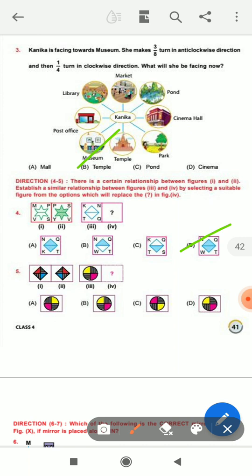Next is question number 5. Look at the picture. This is a triangle, rectangle. Which answer? Option A is the answer, because on the opposite side the yellow color changes: the left side yellow color changes to right side yellow color. This is the correct answer. Option A is correct.